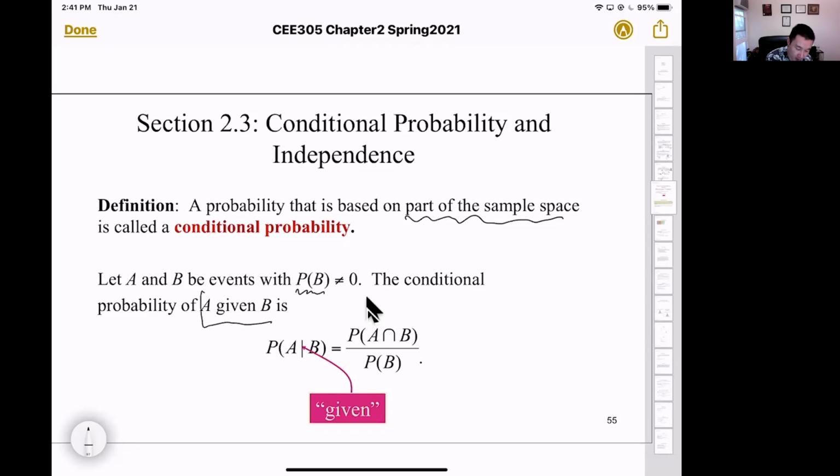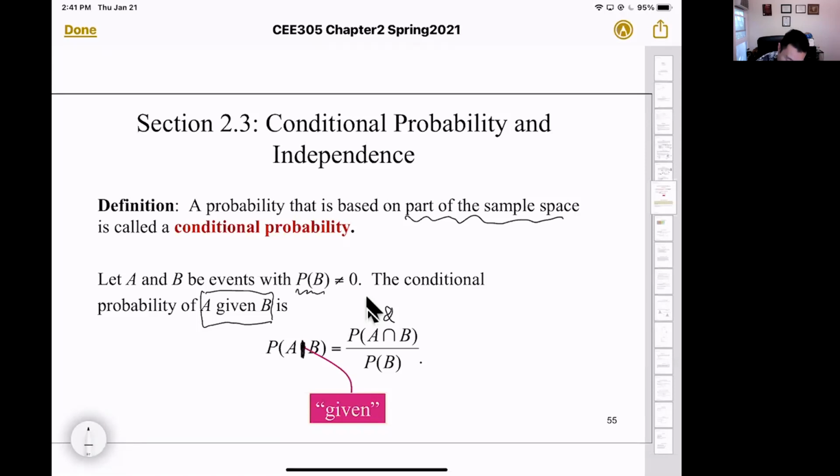We see that P(A given B). So the line means given here. So the probability of A given B occurs is equal to P(A and B), the half circle facing down is called what? And. So equal to P(A and B) over P(B).